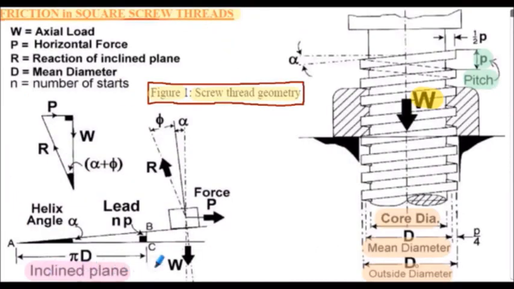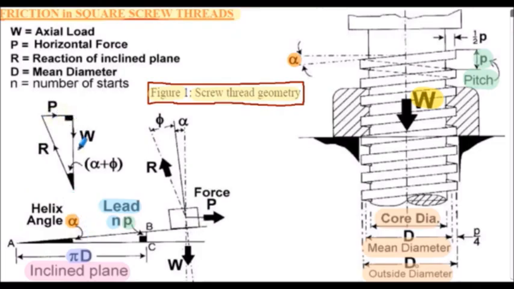So in one revolution, the force applied to the thread has moved through the circumference of the thread, that's pi d here, and that's caused the load W to move through a height, in this case essentially the lead of the thread, and the lead is the number of starts multiplied by the pitch of the thread. Now angle alpha is the angle of the helix, and of course the angle of the inclined plane.